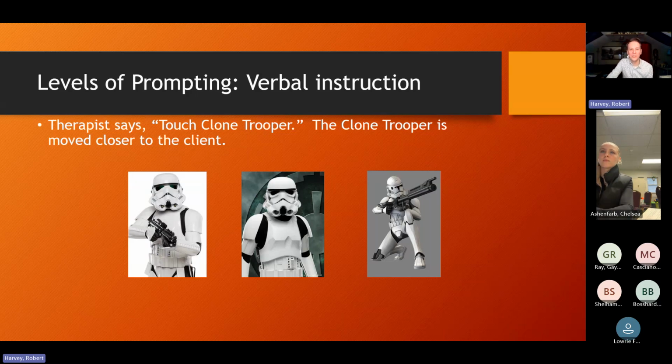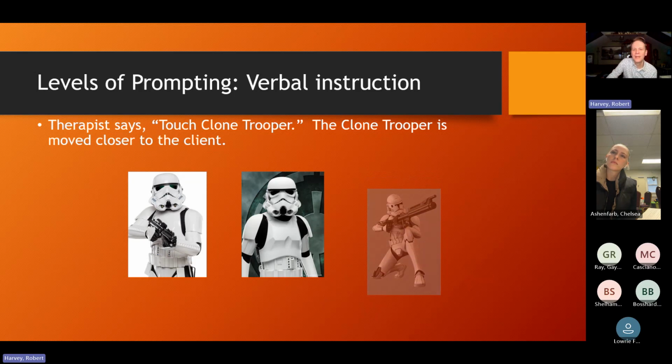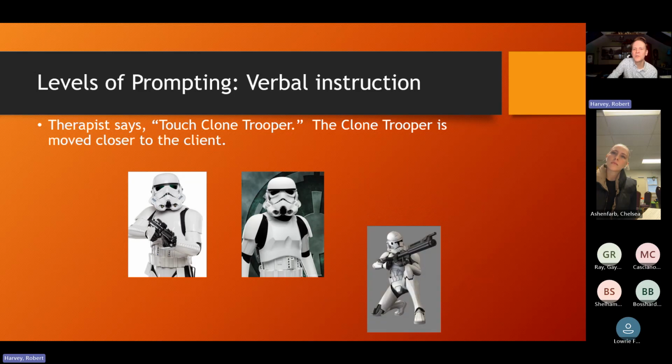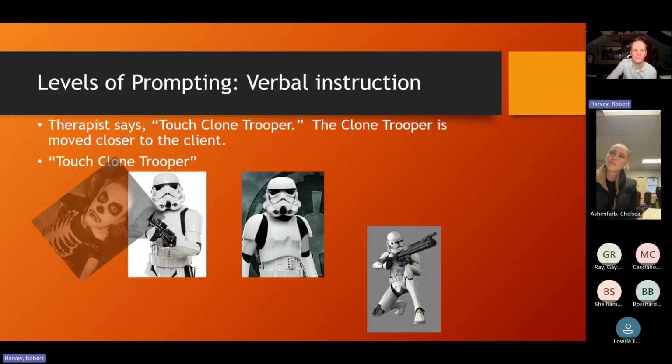Okay, verbal instruction. Now this is wrong. This should be a proximity prompt. I never changed the level of prompting on this one because I copied the slides to make it easier for myself. So this should be levels of prompting, proximity prompt, right? So I say touch clone trooper, and then I move the clone trooper closer to the client, right? And then they touch the one that's closest. Okay, so that's another way to prompt it.